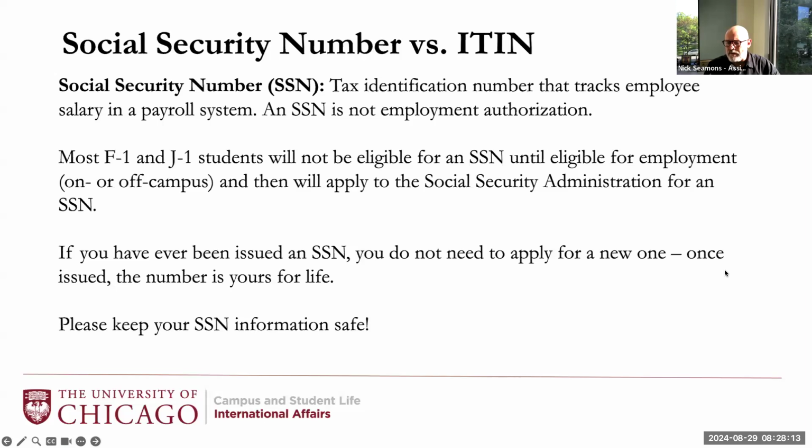They will eventually need to obtain an Illinois driver's license, but they won't be eligible for an Illinois driver's license until they apply for and have a Social Security number. And again, the Social Security number is not something that is immediately available to students. It's likely they won't actually obtain a Social Security number until after their first year here at the university.